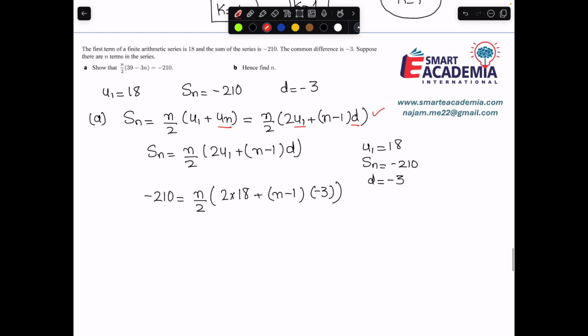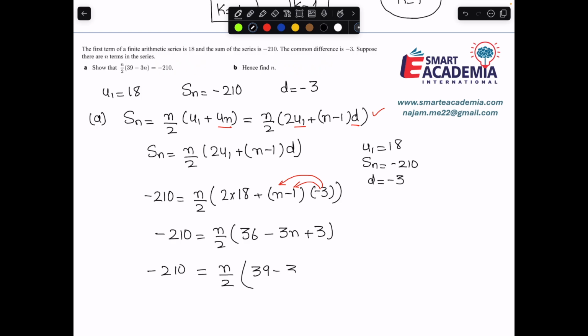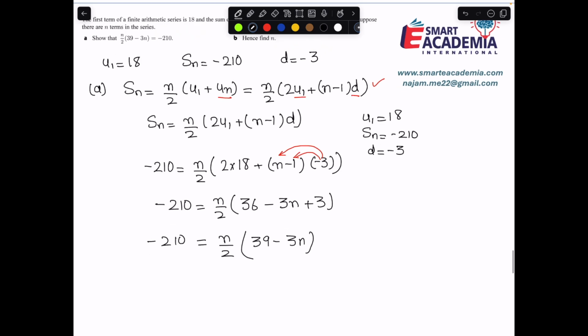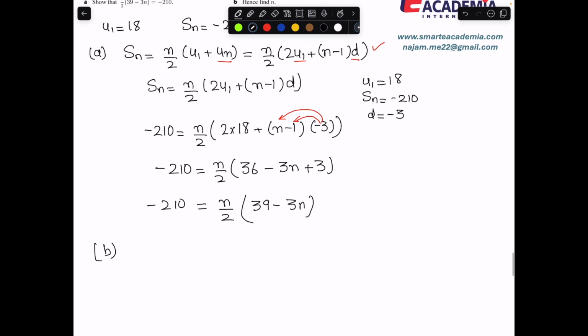Now be very careful because you're multiplying negative with these two things, so the signs would change. So negative 210 will be equal to n over 2. 2 times 18 is 36. Minus, because plus times minus 3 is minus, so minus 3n, and minus minus is plus 3. And this remains as it is. The only simplification possible is 36 plus 3, which is 39 minus 3n, and this is exactly what you needed to prove. Now in the b part, it's saying hence find n, which means we need to solve for n.